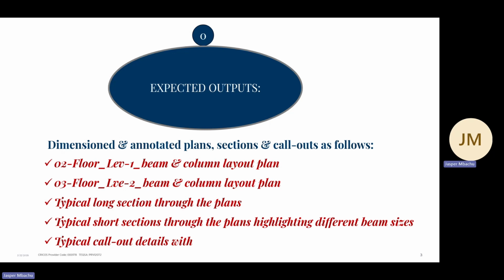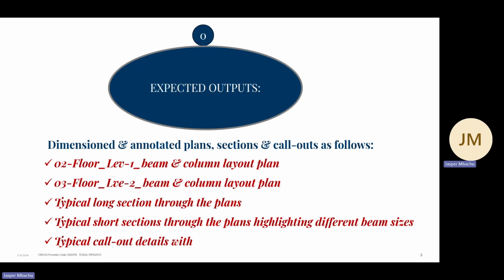There are some other aspects that you need to add for the substructure as we have completed in weeks 3, 4. But for now, the level 1 beams and column, their layout plan, as well as the level 2 equivalent. Then typical long section through the plans. The typical long section will cut across all the levels. So we need only one long section.